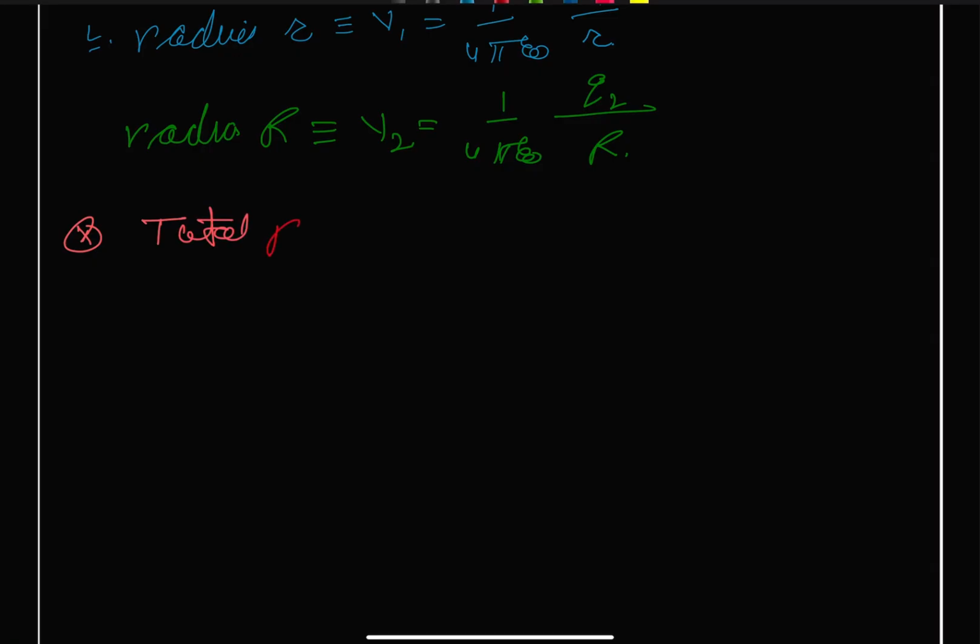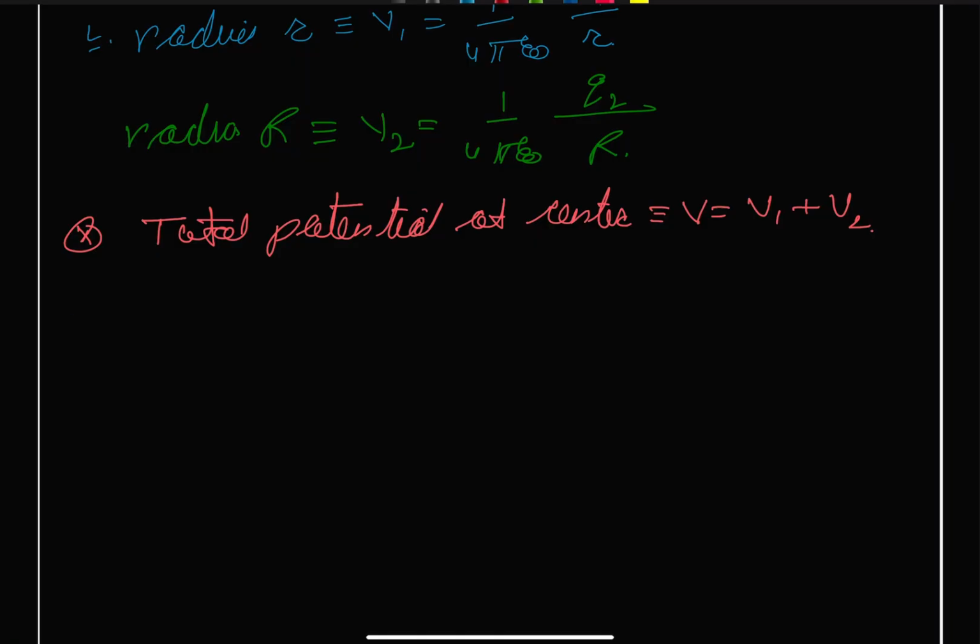Total potential at the center, that is our V, will be equal to V1 plus V2. It is a basic algebraic sum, and since the charges are the same, the sign will be positive.